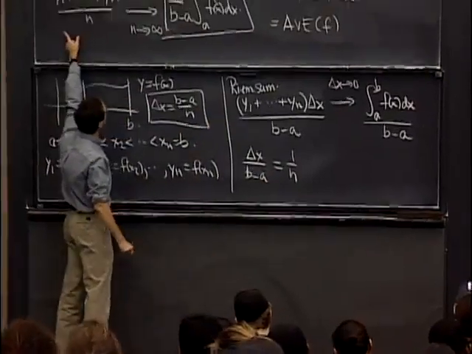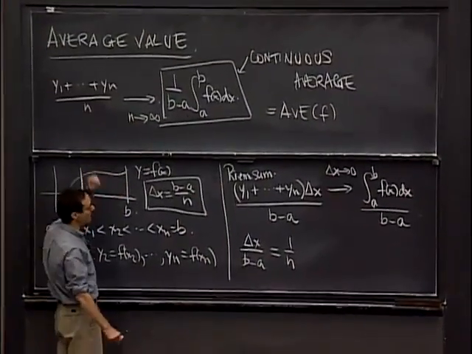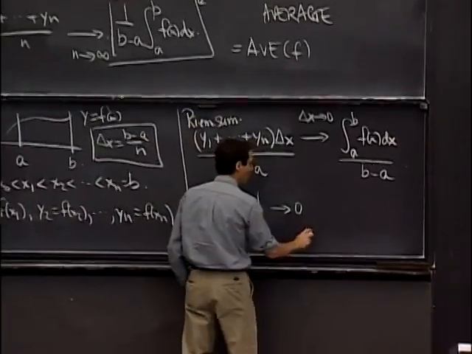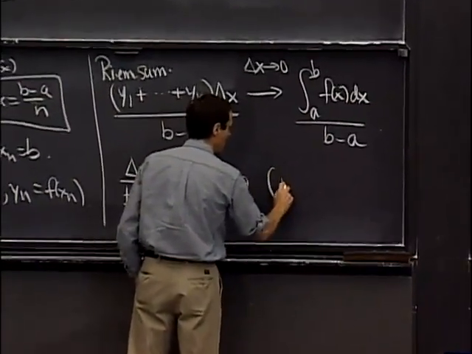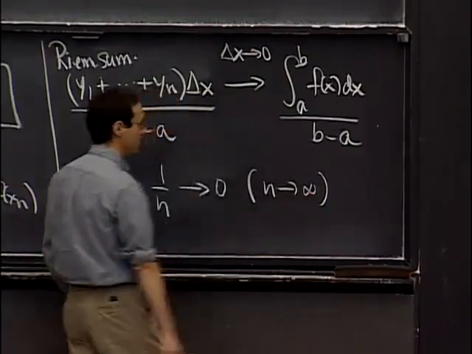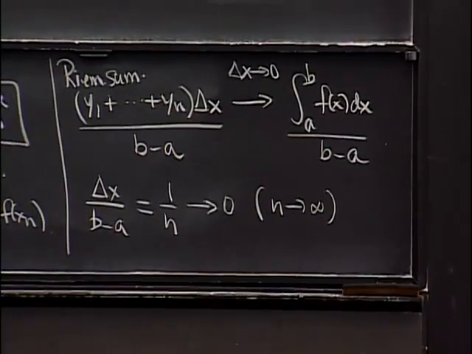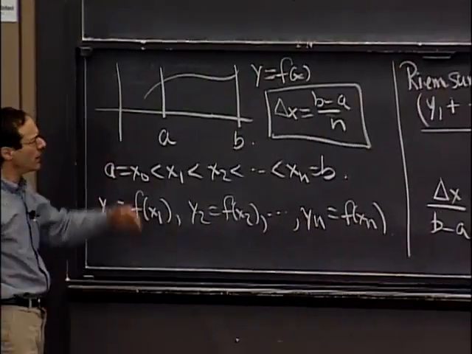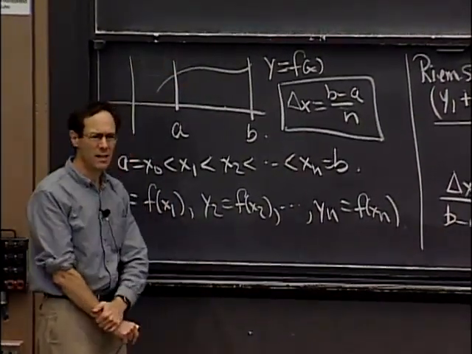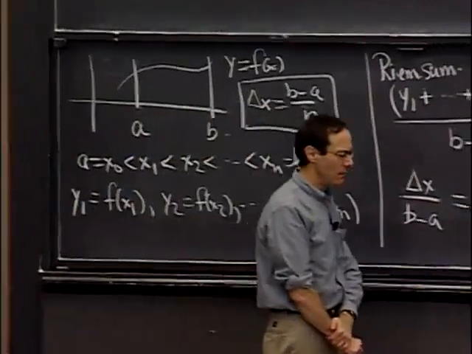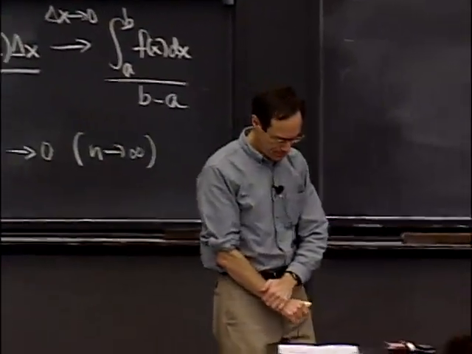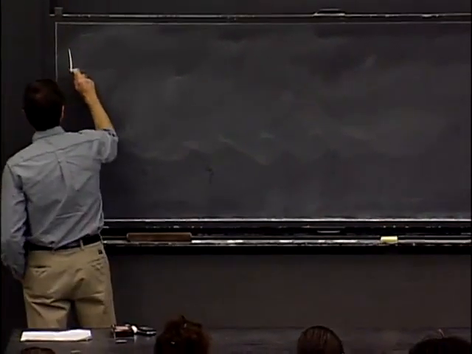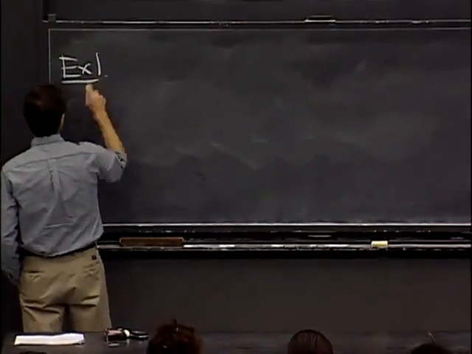That's what I put over here, the sum of y1 through yn divided by n. And as this tends to 0, it's the same as n going to infinity. Those are the same things. So the average value and the integral are very closely related. There's only this difference that we're dividing by the length of the interval. I want to give an example, which is an incredibly simple-minded one, but it will come into play later on.